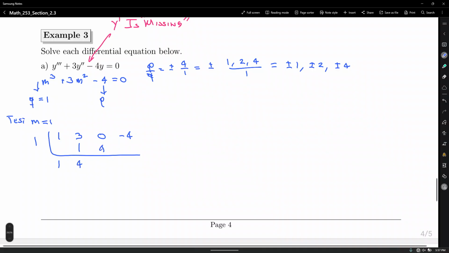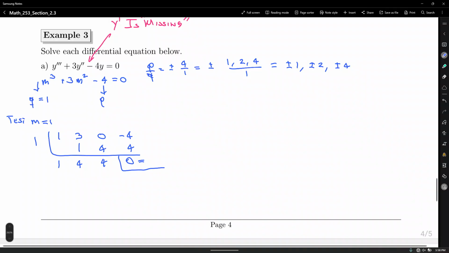4 times 1 equals 4. Write it down below in the next column. 0 plus 4 is 4. Now multiply 4 times 1 and put it below in the next column. What is 4 minus 4? Is that equal to 0? And that's what we wanted here.